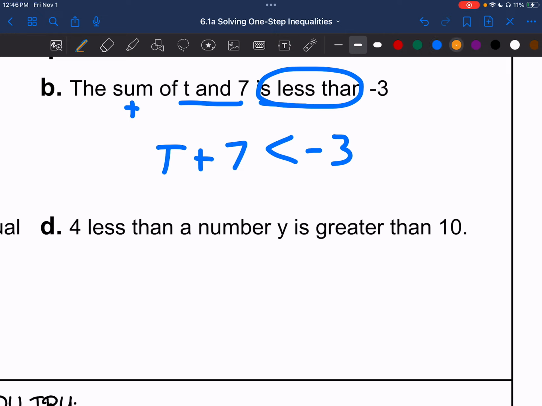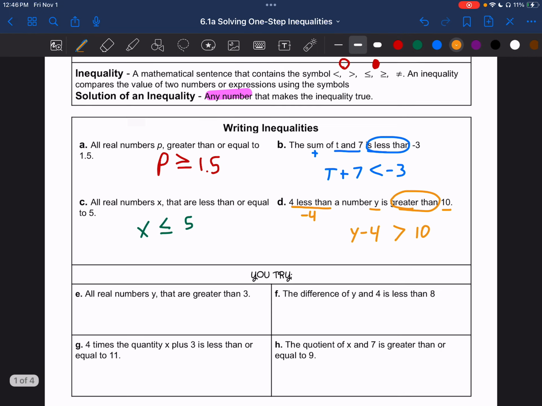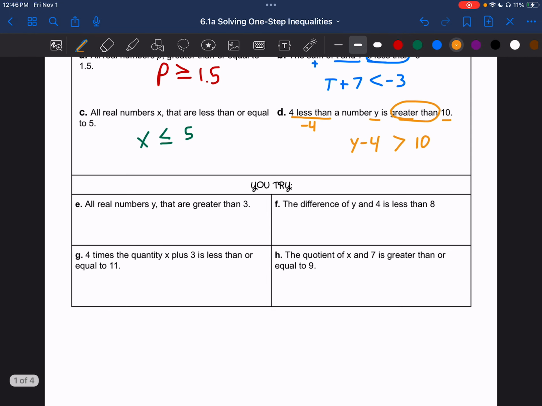Letter D, 4 less than means we're subtracting 4. A number y is greater than 10. So we have y minus 4. 4 less than y, where 4 below y is greater than 10. All right. There are 2 you-try problems on this page. Do them on your own and then come back and check your work against mine.